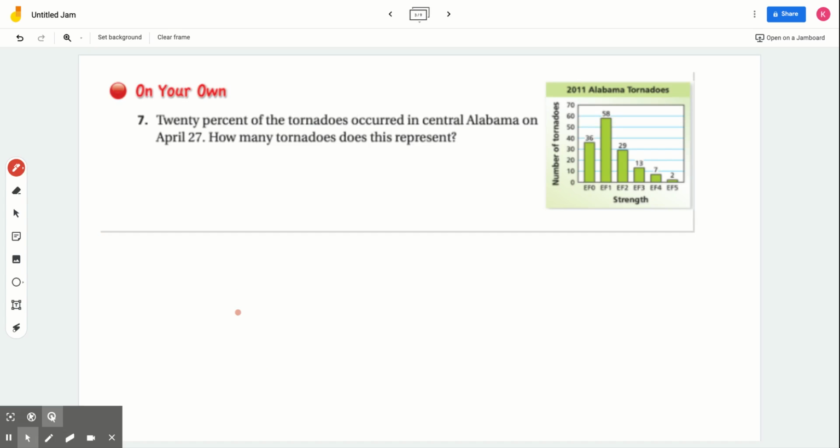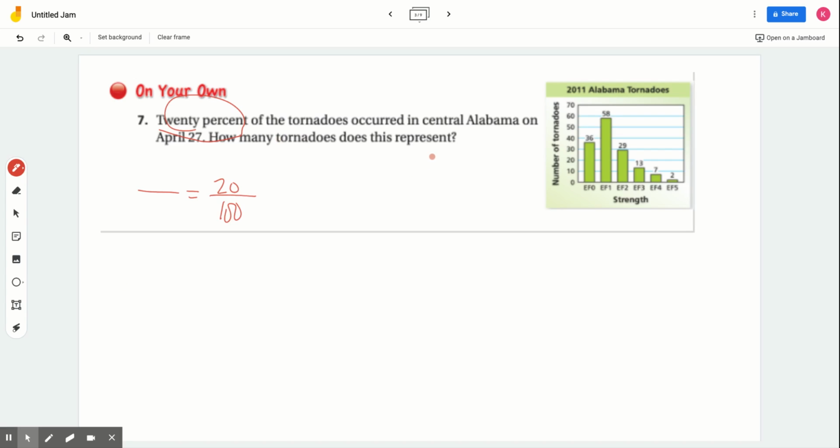On number 7, it says 20% of the tornadoes occurred in central Alabama on April 27th. How many tornadoes does this represent? So we know here that we have a number, we have 20%. So when we're looking at our proportion, we have the part over the whole is equal to the percent over the 100. Well, we know the percent from the problem, so 20 over 100. Now we either need the part or the whole.